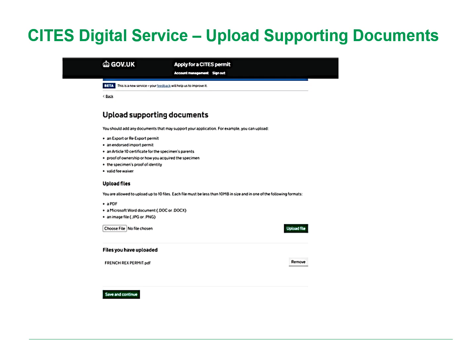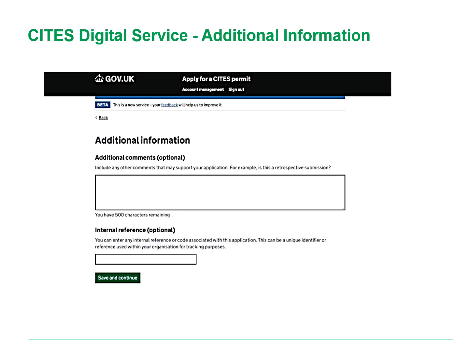Once uploaded, the file will appear in your Files You Have Uploaded list. For this video, you will see we have uploaded a PDF of a French re-export permit. Once you have finished uploading your supporting documents, click Save and Continue. The CITES digital service also invites you to enter any additional information that may support your application. Once you have entered any additional information, click Save and Continue to move on to the next page.